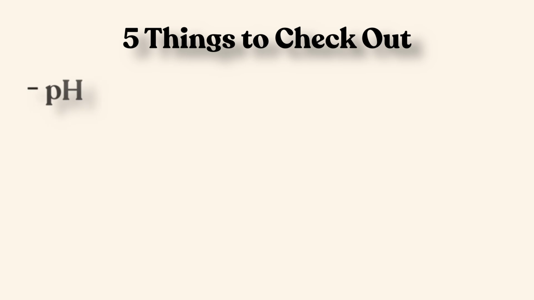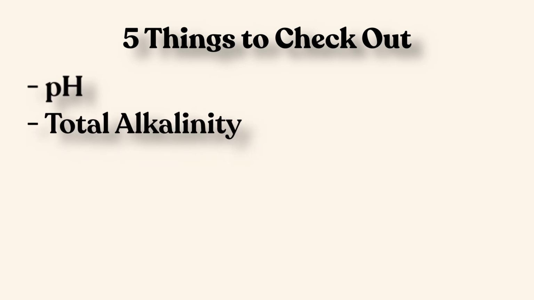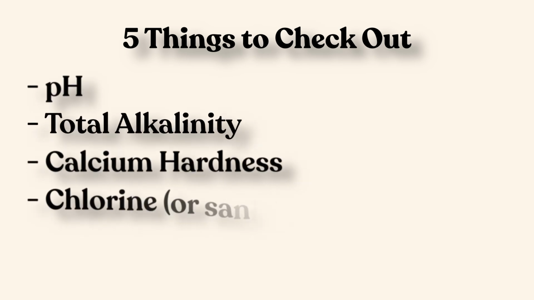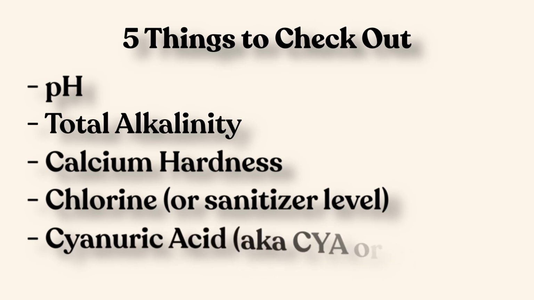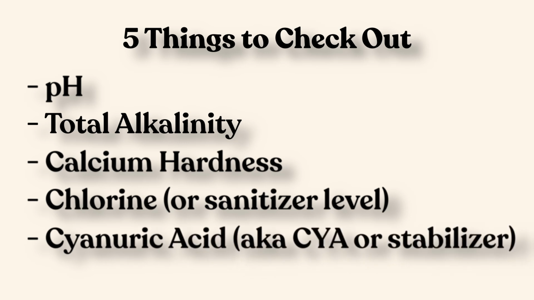First things first, you can't balance what you don't test. Grab a pool test kit or test strips and check for these 5 things: pH, total alkalinity, calcium hardness, chlorine or sanitizer level, cyanuric acid, aka CYA or stabilizer.